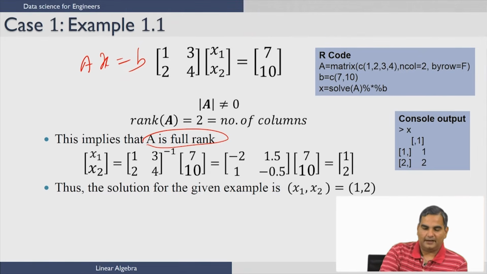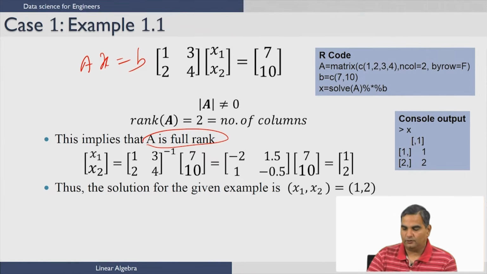Now, we said in the previous slide that [x1; x2] can be written as A inverse b. So, this is the A inverse matrix [1 3; 2 4] inverse times b. You can do an inverse computation and then calculate the solution as [1; 2]. And if we put this solution back into the equation, you will see 1 times 1 plus 3 times 2 is 7, and 2 times 1 plus 4 times 2 is 10. So, the solution [1; 2] satisfies this equation.